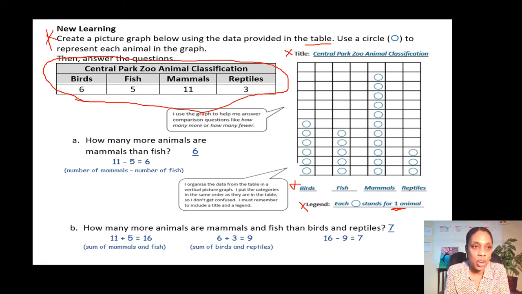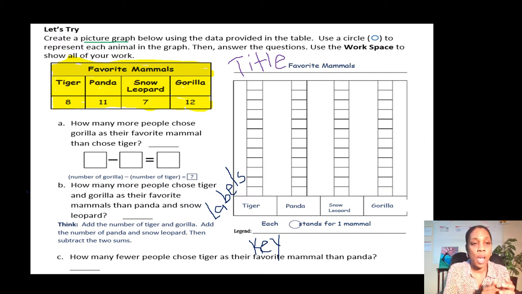So let's get started on the one that we're going to do together. Okay, so let's try this together. We're going to create a picture graph below using the data provided in the table. Use a circle to represent each animal in the graph, then answer the question. Use the workspace to show all of your work. We've got a lot of work to do here. So what you see in yellow that I've highlighted, that is your table. You're going to take that information and you're going to make a picture graph using that information.